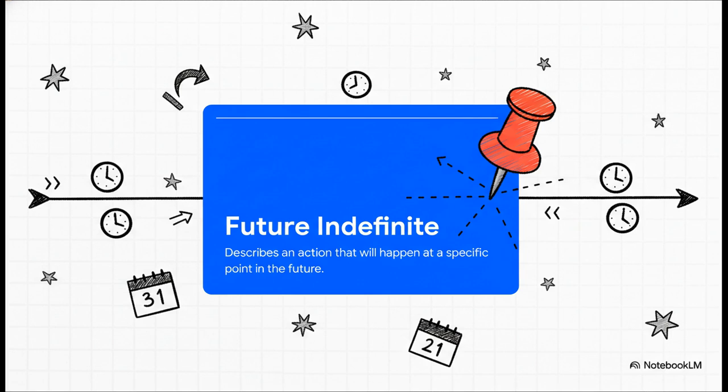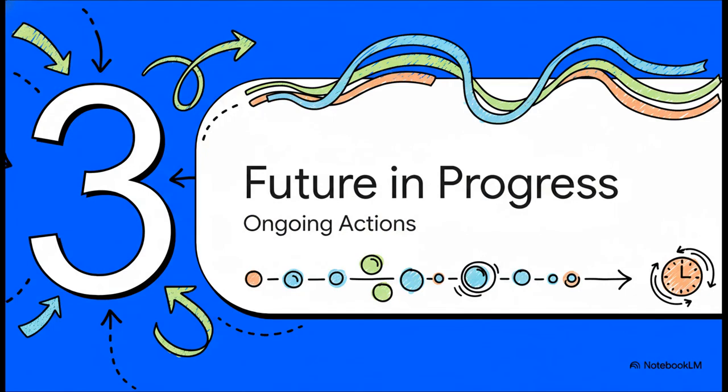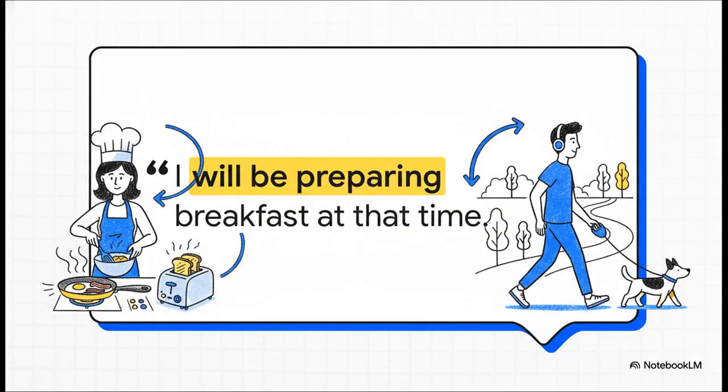Boom, done. But hang on, what if the thing you're talking about isn't just a single point in time? You know, what if it's something that's going to be happening for a while? Well, let's see how Sarita's next comment deals with exactly that. So listen to how Sarita phrases this. I will be preparing breakfast. See the difference? She's not just saying it's a thing that will happen. She's painting a picture of an action that will be in progress while Sunil is out on his walk.